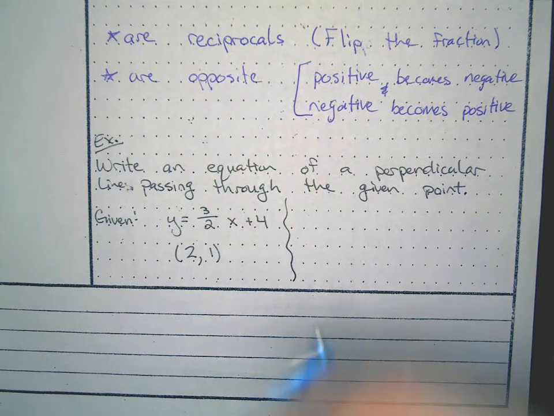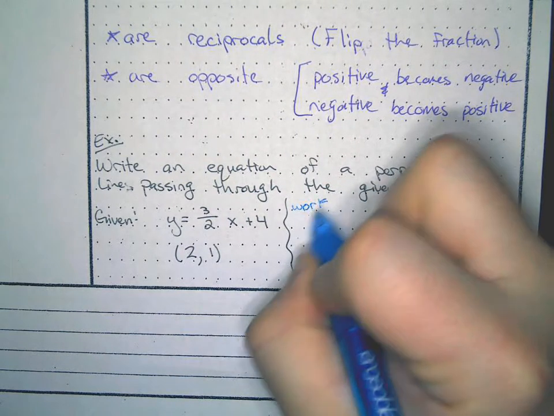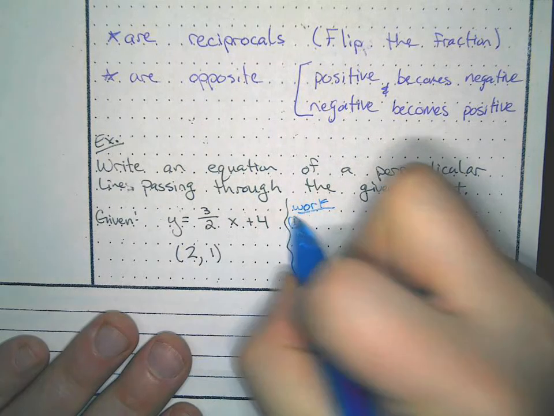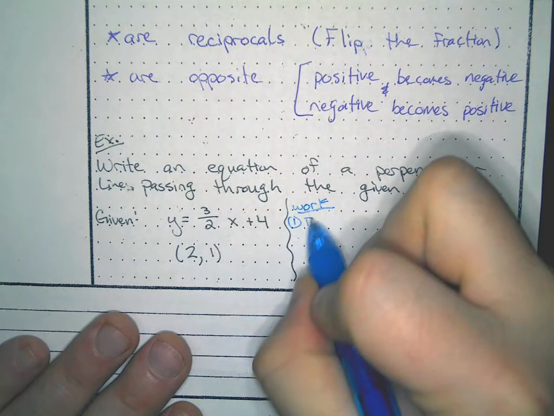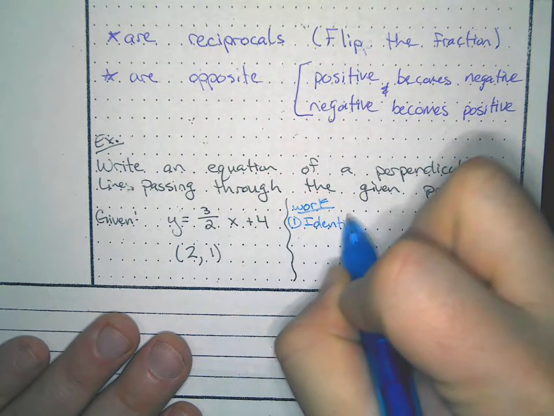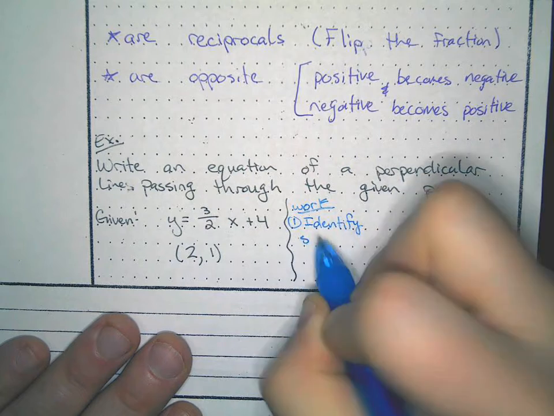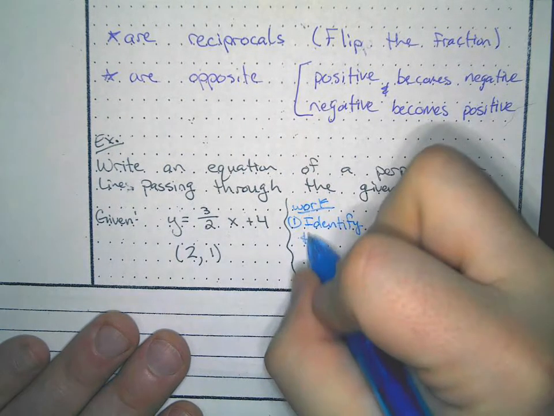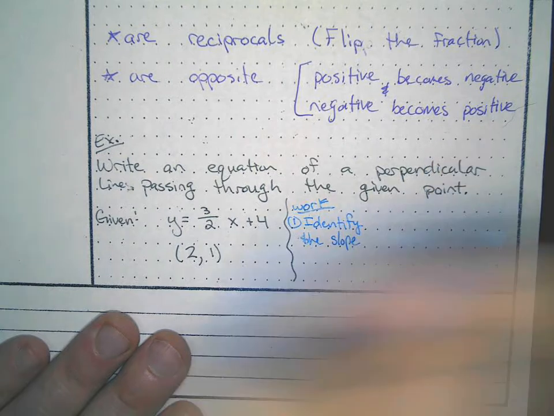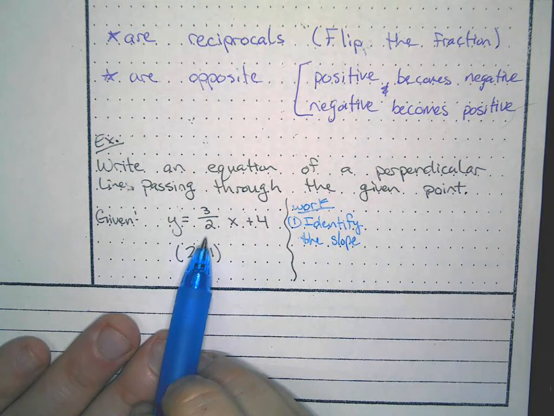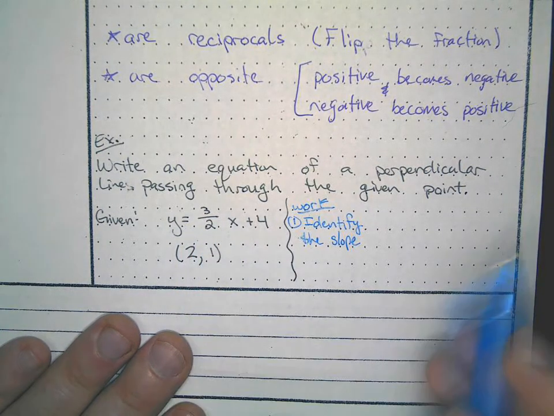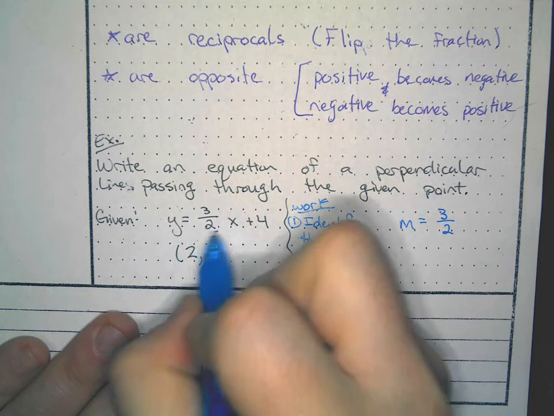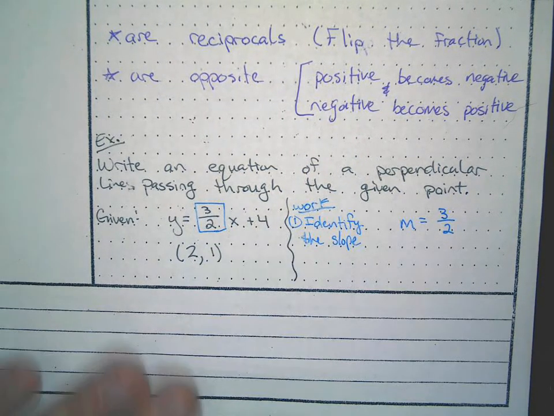So here's our work. Number 1, identify the slope. So our slope is that fraction that's always right next to our x. So we can say m equals 3 over 2. This fraction that's right over there.